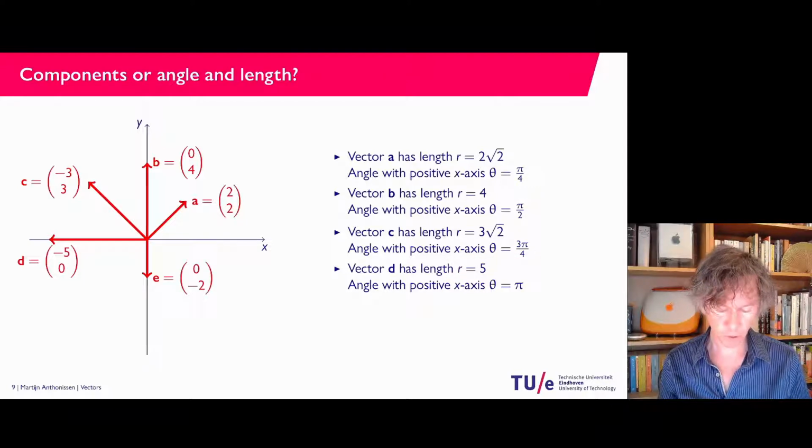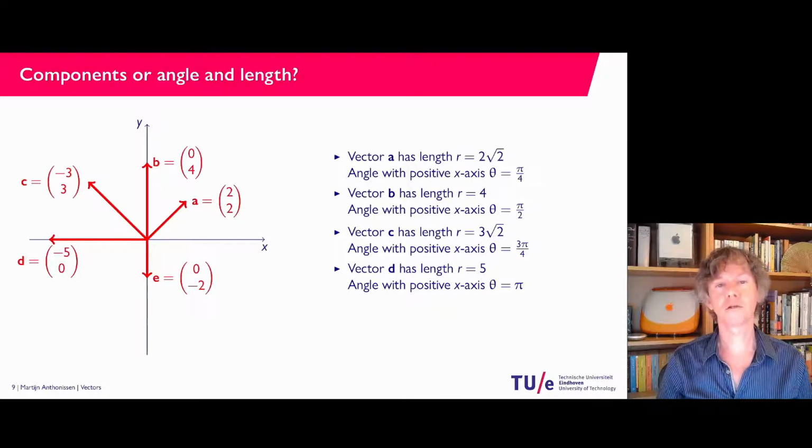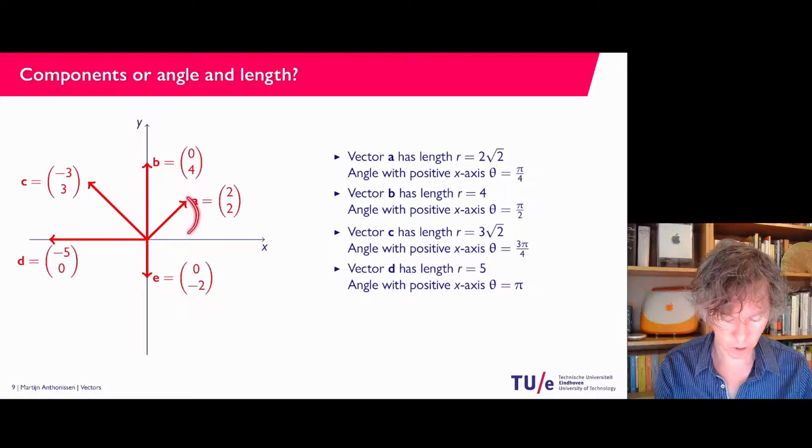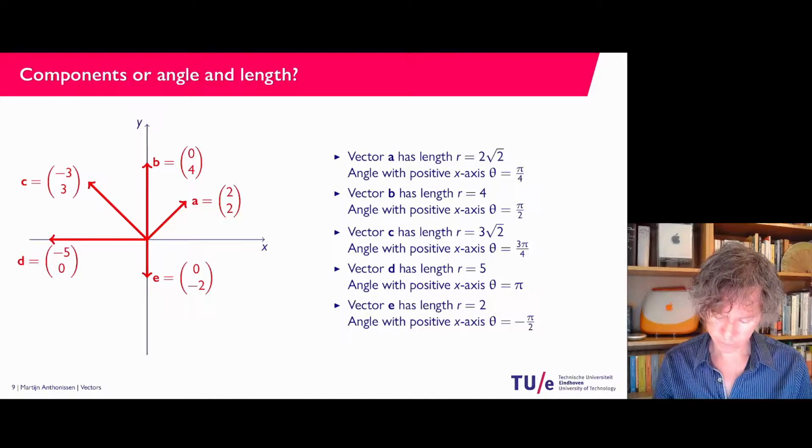I think I have 2 more. I also have 0, minus 2. Well, that's pointing down. So the angle is 3 pi over 2, or minus pi over 2 if you like. You can either go this way or you could go this way. And the length is 2. So I put minus pi over 2 here.